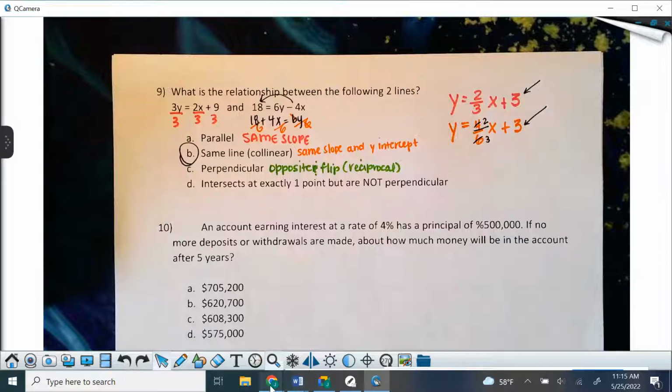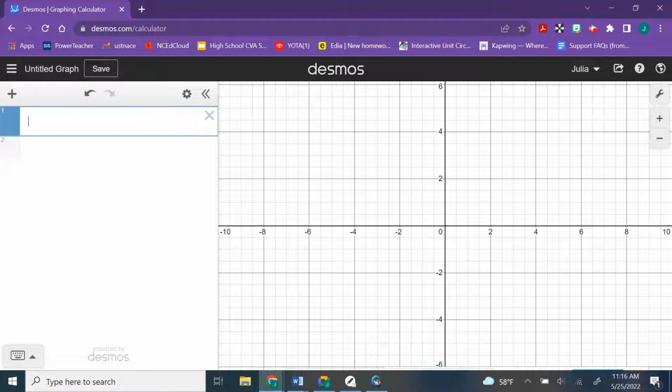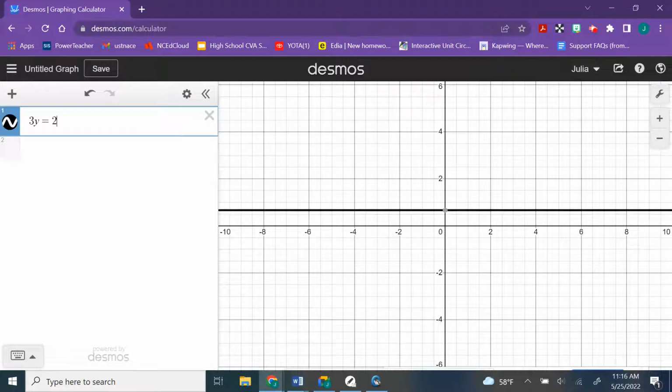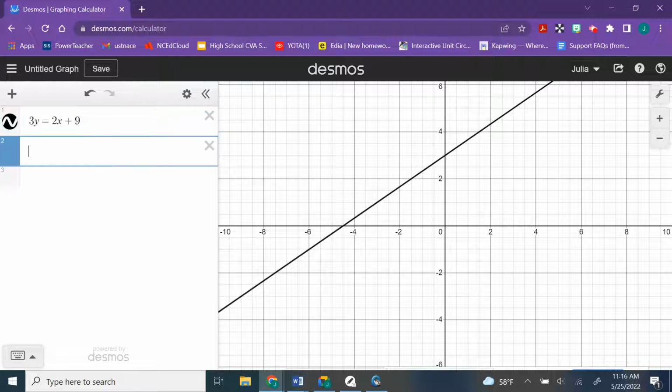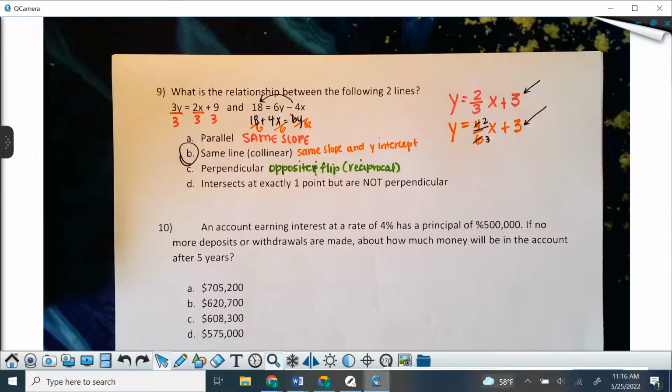And again, if this was calculator active, we can even type it in exactly the way they give it to you. 2x plus 9. 18 equals 6y minus 4x. And you can see they graphed right on top of each other. If I take the red one away, I can see the black one. Put the red one on, I can see the red one. Black, red, black, red. That means they constantly touch each other. They have an infinite number of solutions because every x value you plug in is going to give the same y value in both equations.